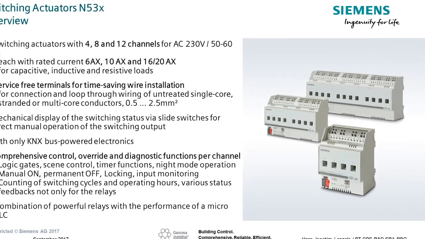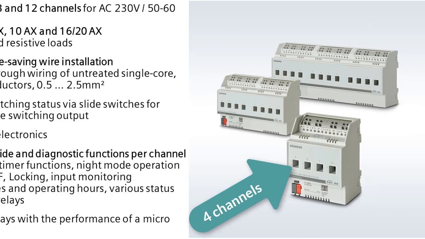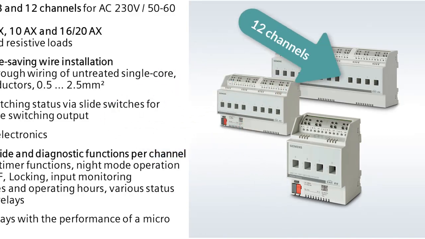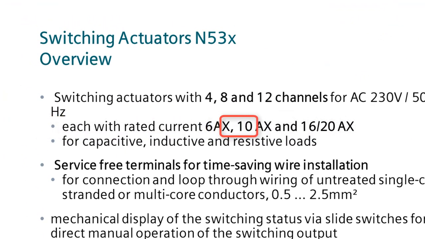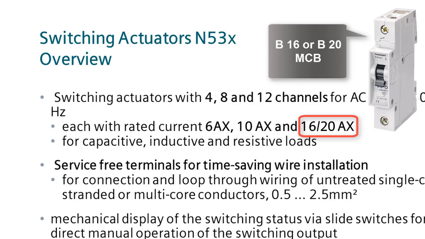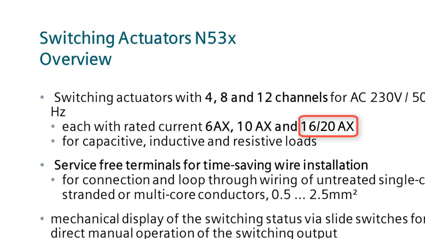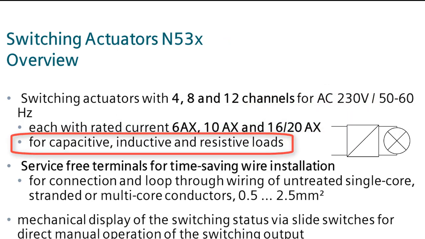Overview of the various device types. Matrix-like, there are 3 multiples of a 4 relay block, 4, 8 and 12 channels. Each one is available for 3 different current ratings, 6, 10 and 16 amps. The 16 amp version also operates with a 20 amp miniature circuit breaker, then the max current can be even 20 amps. All actuators are designed for normal mains voltage of 230 volts at 50 to 60 Hz and for capacitive, inductive and resistive loads.